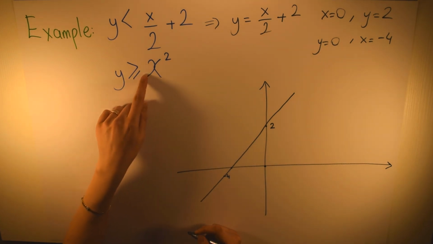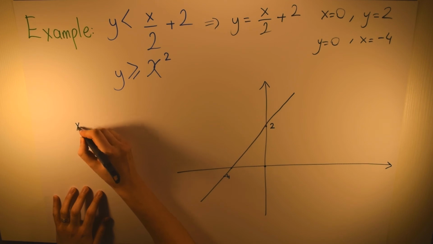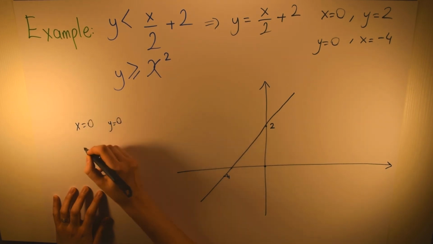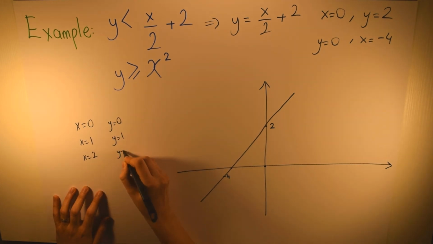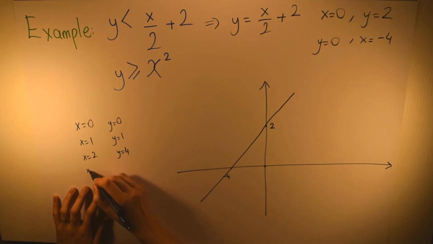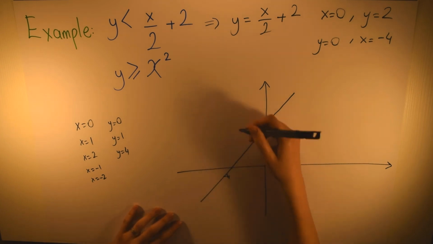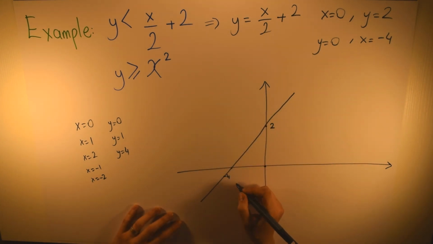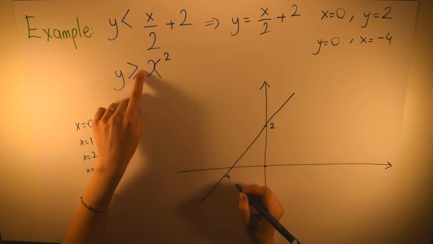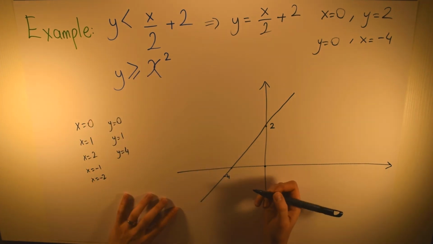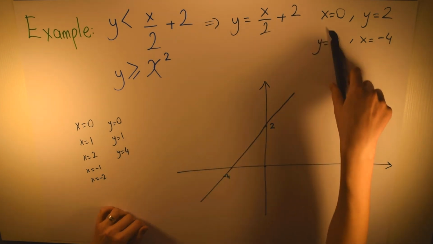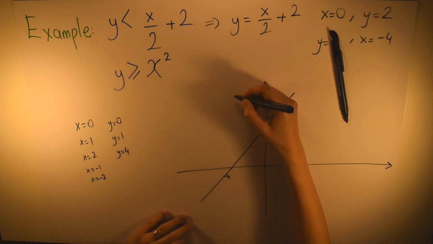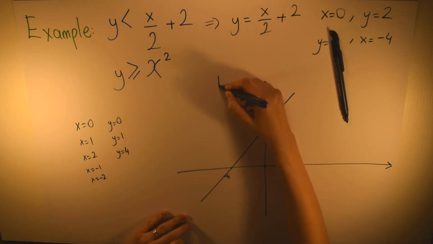y is equal to or greater than x squared. So when x is equal to 0, y is equal to 0. When x is equal to 1, y is equal to 1. When x is equal to 2, y is equal to 4. And the same goes for -1 and -2, right? Because we did this before, and the parabola looks like this. But as you can see here, we also have an equality. That's why it should be a normal curve line, okay? It will not be a dotted curve line. So let me draw this with another one. So it will be something like this.